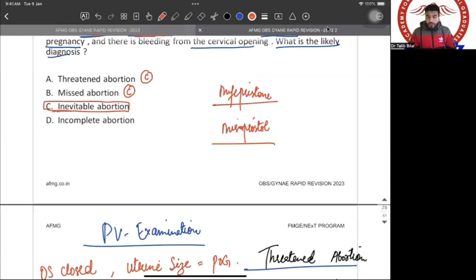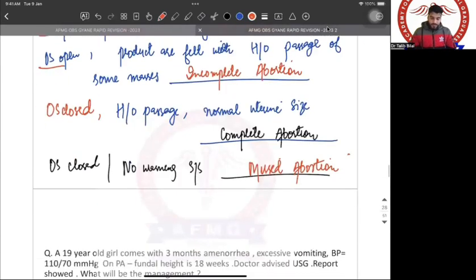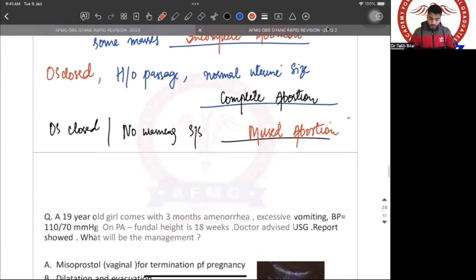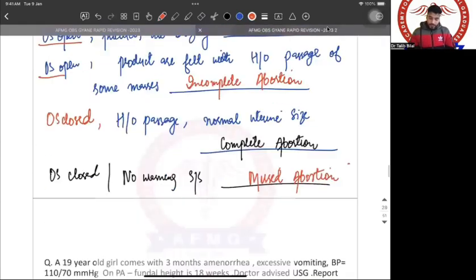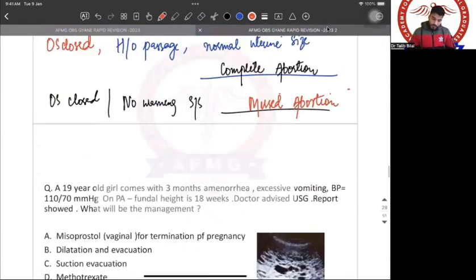Antiphospholipid antibody syndromes, the antibodies and the treatment of low molecular weight heparin plus aspirin. So all these other things related to the abortion we've already discussed. Okay. So guys, this was all about the abortion.